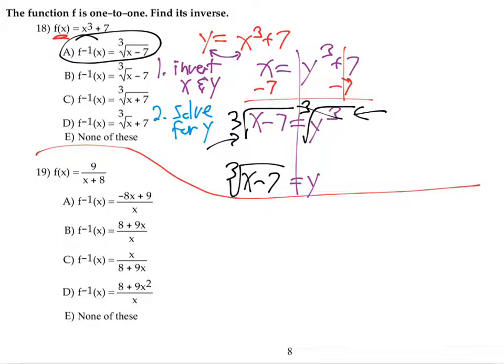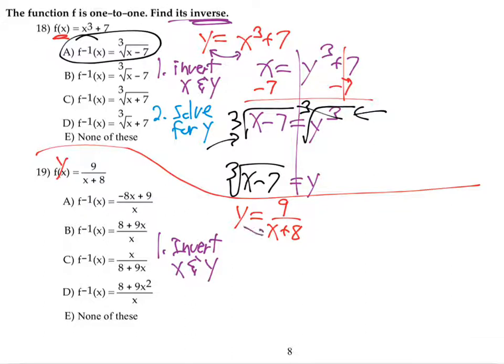Number 19. Same thing. This is y. So y equals 9 over x plus 8. And step 1 again, for finding an inverse function. We're finding inverse functions on all these. Invert x and y. So x and y trade positions. So this becomes x out here and y over there. So that's step 1.